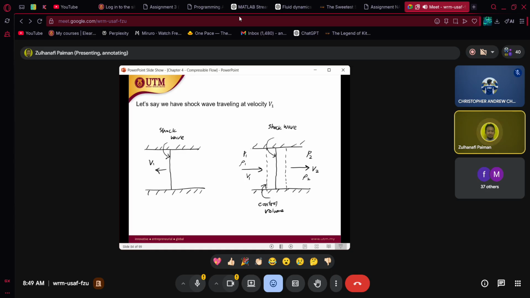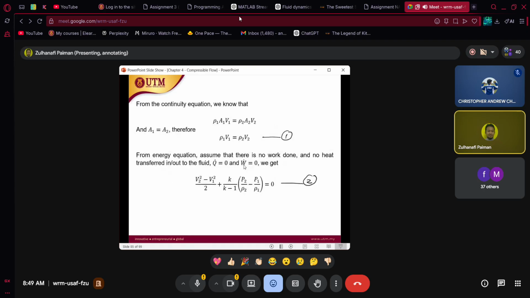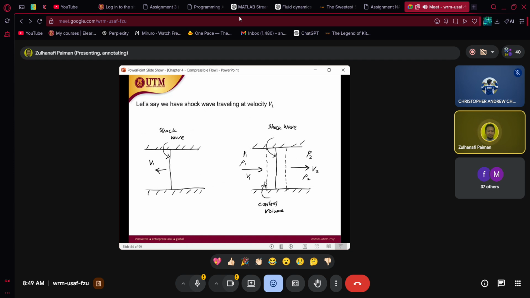Okay, so rather than analyzing the moving shock wave, let us put the shock wave in a fixed control volume, and let us hit the shock wave with the same flow, the same velocity that the shock wave is traveling. So this is going to be the diagram. I hope you understand the difference between these two.